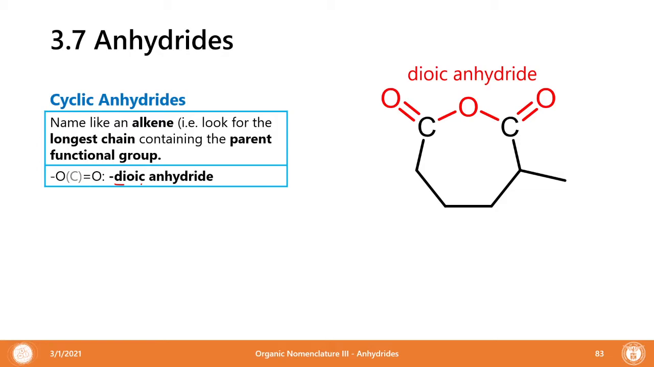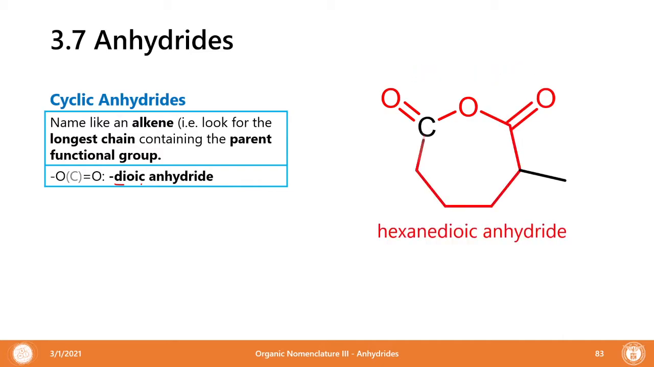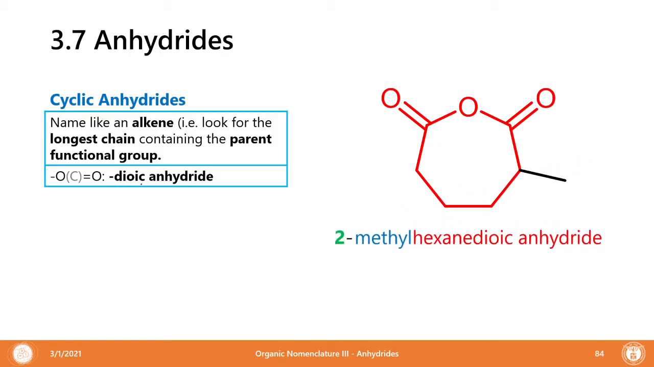This is the dioic anhydride, and it has a ring system containing 6 carbons. So we have a hexane dioic anhydride. Okay, and then we have a methyl group, and then we do the numbering system, starting with number 1 at the carbonyl carbon. Notice how we don't add cyclohexane anymore. So it's already assumed that if you have a dioic anhydride, it is automatically cyclic. And so when we assemble the name, we have 2-methylhexane dioic anhydride.